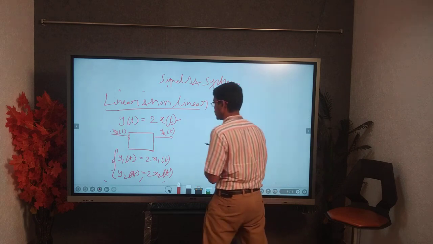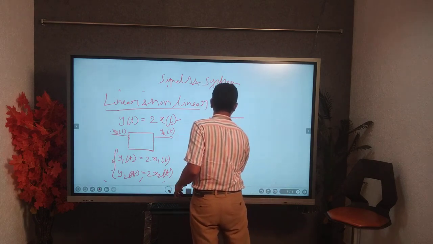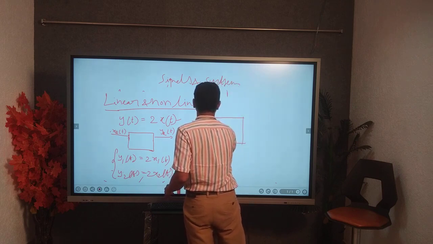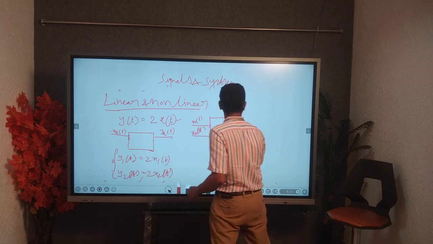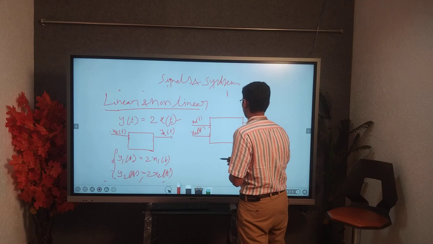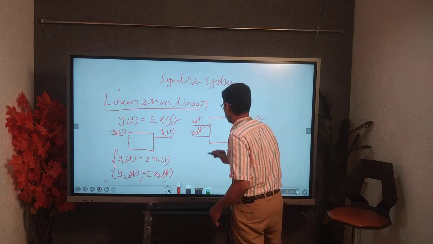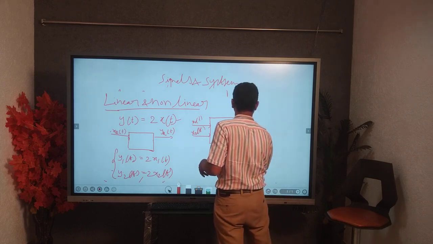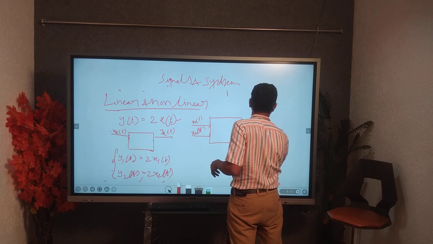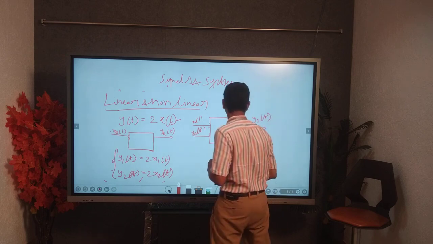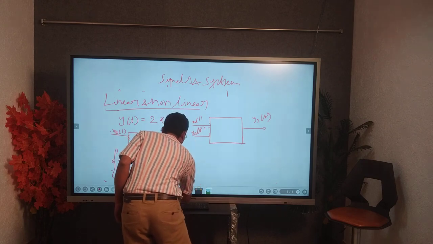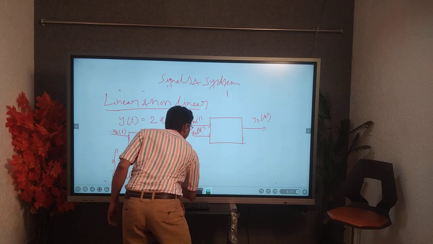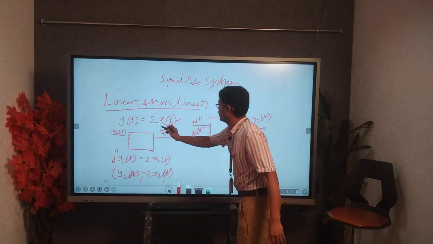Individual responses, and we will combine. That means two inputs are applied to the system at a time, that is x1 of t and x2 of t. The individual responses are y1 of t and y2 of t, and when x1 of t and x2 of t are applied together, the response is y3 of t.